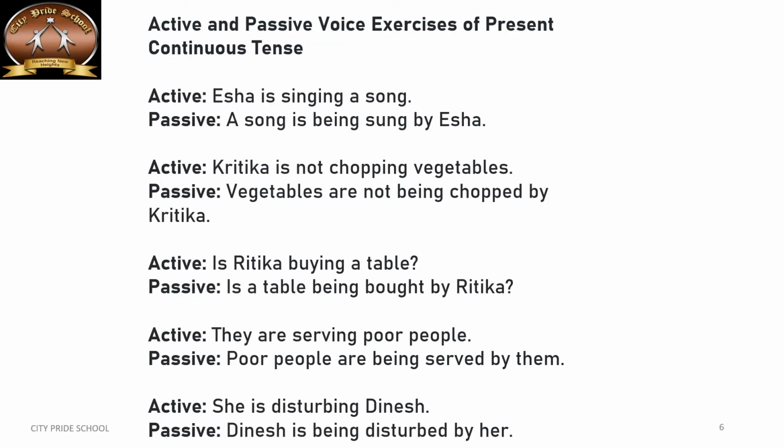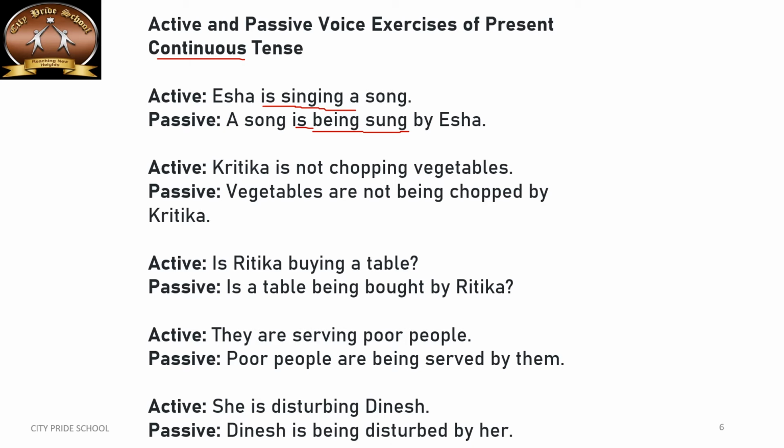Let's see an example. Isha is singing a song. Now as I told you, if you remember, in passive voice the verb changes to the past participle. What is the past participle of sing? It is sung. And the sentence is in continuous tense, so we add being, and "is" stays as it is. So, a song is being sung by Isha. It becomes the passive voice.